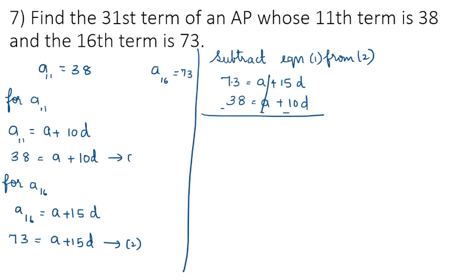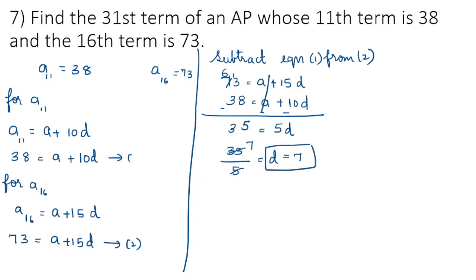So 3 minus 8 we can't, isn't it? So we have to borrow 1 from 7. So 13 minus 8, how much will we get? 5, right? 5 here. And 6 minus 3, 3. And that is equal to 15D minus 10D, which is 5D. Now 35 by 5 is equal to D. How much are we getting? 7. D value is 7.